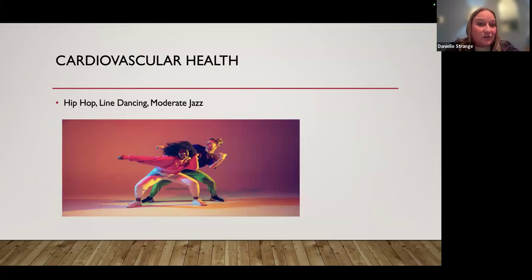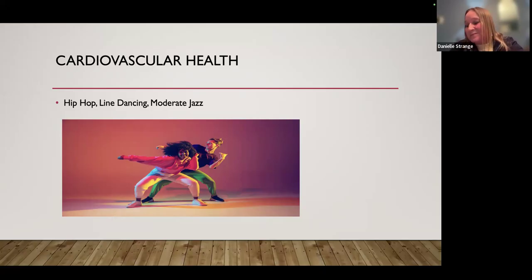And then cardiovascular health. A lot of people say dance doesn't really get their heart rate up. But hip hop, line dancing, and moderate jazz class all do get your heart rate up, and I think those specific ones are ones that you can do. Line dancing is an easy way. Hip hop is a little bit more difficult, but I'm going to give you some ways that you can introduce hip hop into your lesson in a little bit.